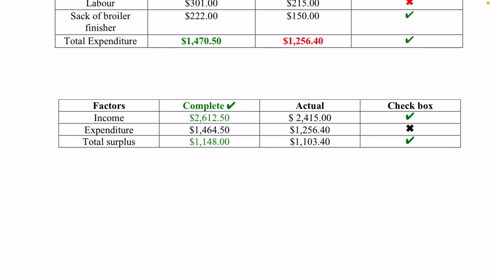So as before, you start out with your opening statement. And it should go something like this. The total projected surplus, and you state what the figure is, is greater than the actual surplus by a difference of, and you state your difference.